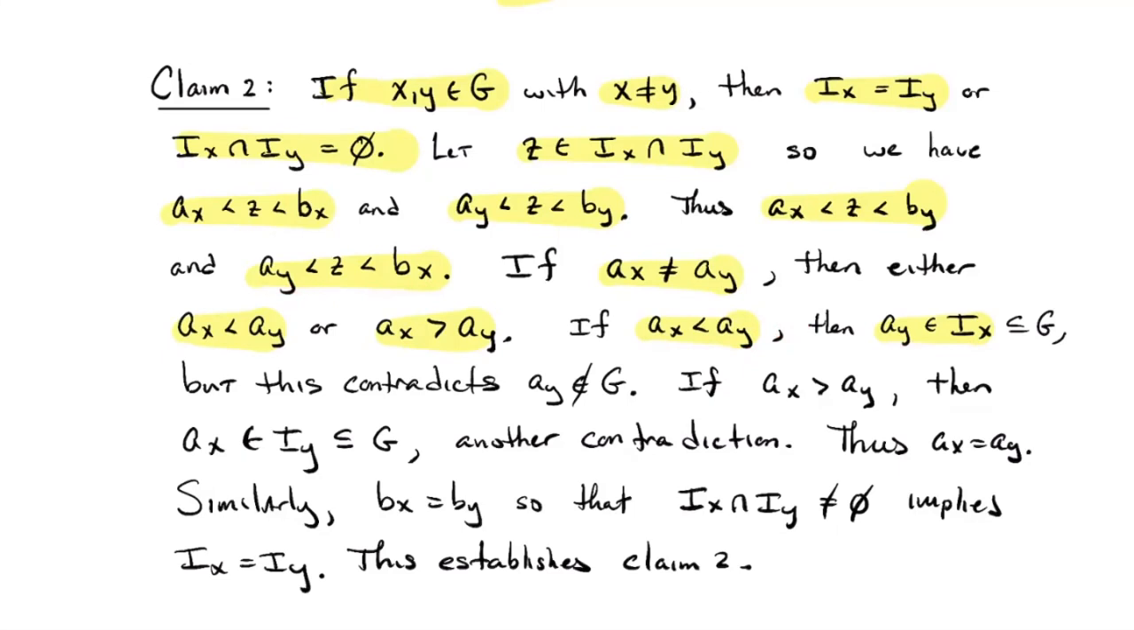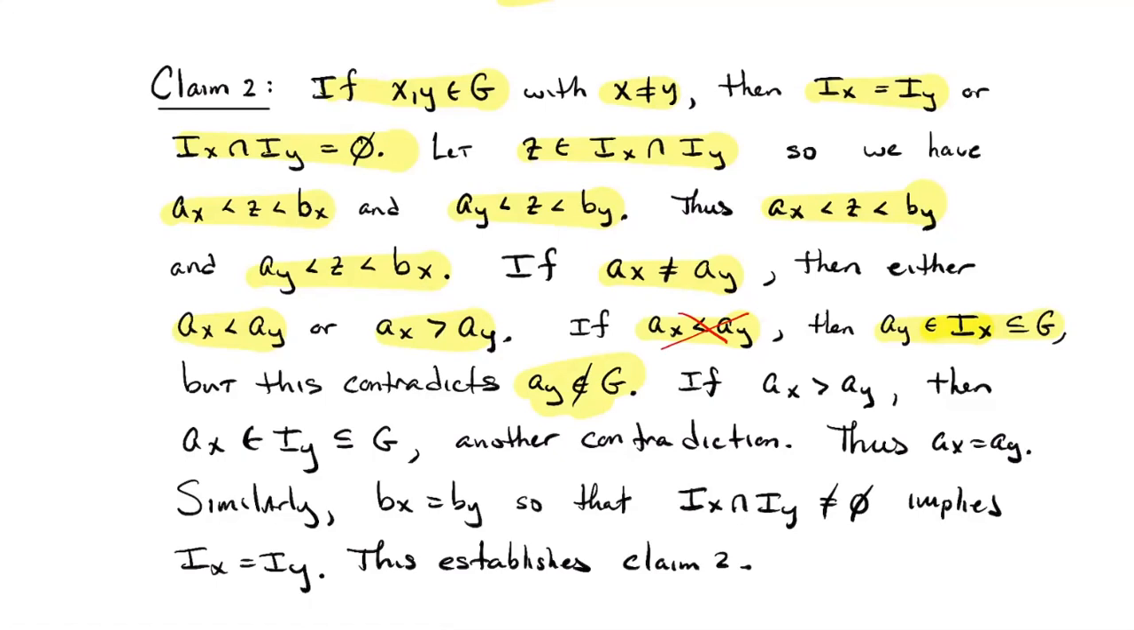Good. Sorry about that. It's too late to stop this long video and try to edit it. But wait a minute, a sub y belongs to I sub x, which is a subset of G. That means a sub y belongs to G, but we said above a sub y doesn't belong to G. So that's a contradiction, right? So it cannot be the case that a sub x is less than a sub y.